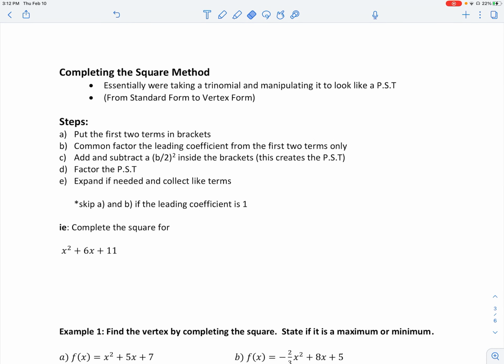Okay, now let's take a look at completing the square. In order to complete the square, we're basically going to factor something that doesn't look like a perfect square trinomial, and we're going to manipulate it so that it does. And when we factor it, we'll then get vertex form. Okay, so essentially we're taking a trinomial and manipulating it to look like a perfect square trinomial.